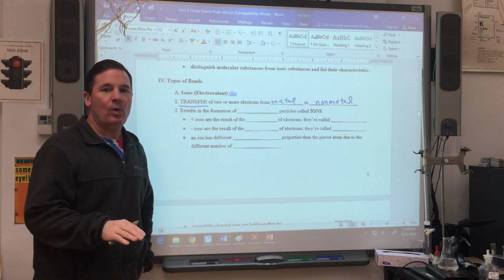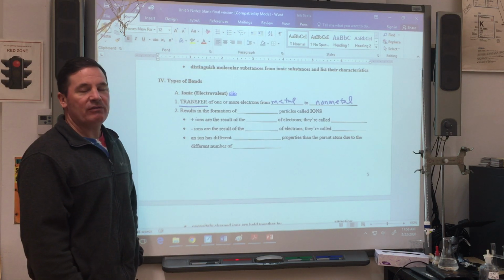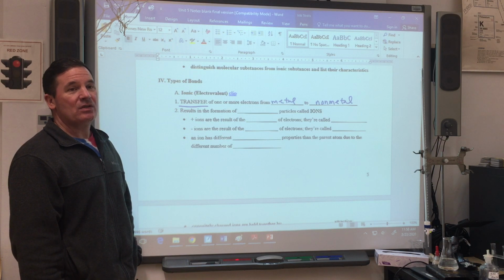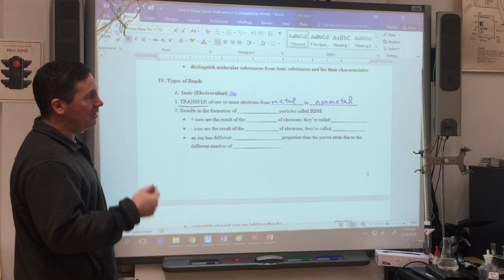Metals have low ionization energy. It's easy to pull them off. And they also have low electronegativity, which means they don't have much of an attraction for other elements' electrons.